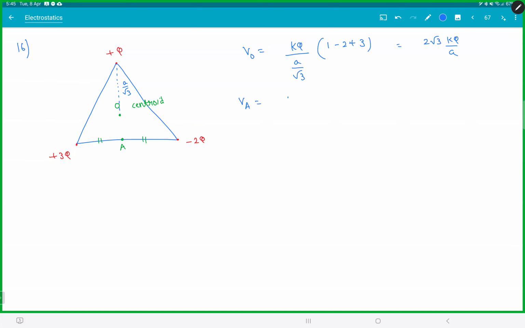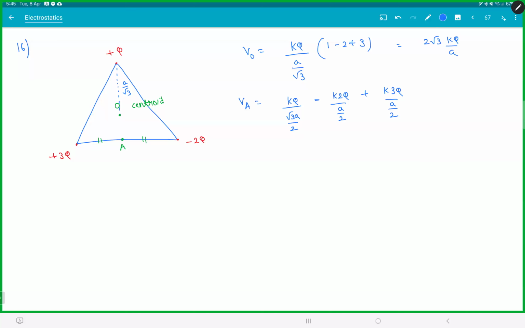Potential at A will be KQ by the total height, root 3 A by 2, minus K 2Q by A by 2, plus K 3Q by A by 2. It doesn't matter where they are. All that matters is the magnitude. You can directly add this.